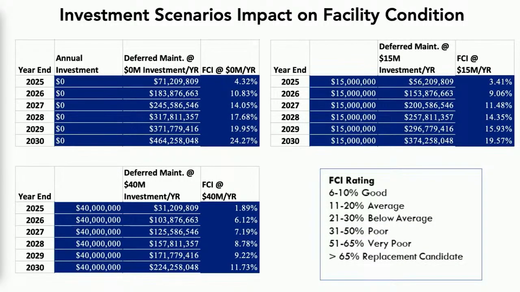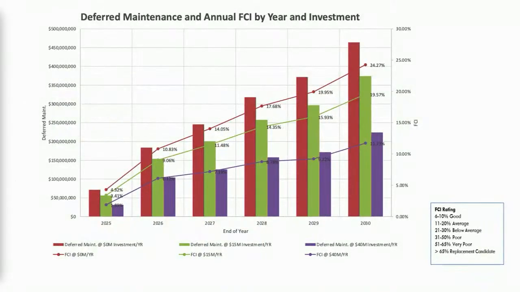We then took a look at 3 different scenarios that we presented here. We could do more. First, a $0 a year investment: what happens over the course of the next 5 years, how much deferred maintenance we would have at the end of that time, and what our estimated facility condition index would be. Then a $15 million a year investment, which has sort of been our run rate, and then a $40 million a year investment. Graphically, this is that same information, where you see the 3 scenarios.